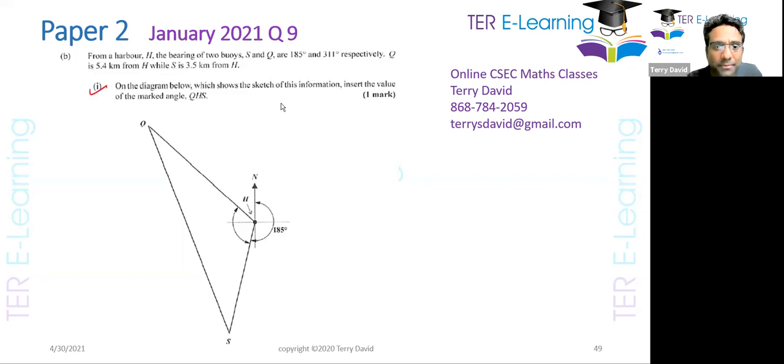So they said a harbor, H. From the harbor H, so this is my harbor H, this red dot here. The bearing of 2 buoys, S and Q, are 185 and 311 respectively. Okay, so they said on the diagram, which shows the sketch of the information, insert the value of the angle marked QHS. So what they're asking us here is, what is this angle here? What is that angle?